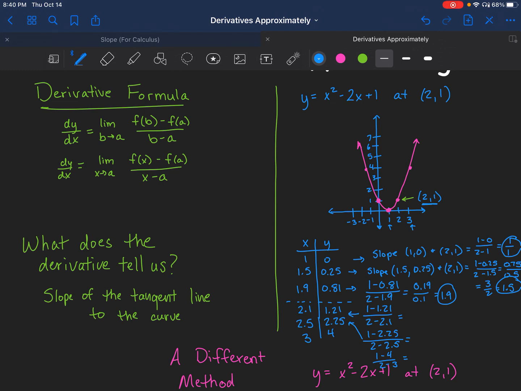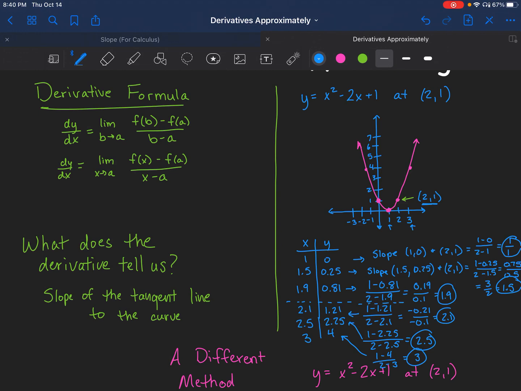All right, so 1 minus 1.21 gives me negative 0.21. 2 minus 2.1 gives me negative 0.1. If I divide those, negative 0.21 divided by negative 0.1 gives me positive 2.1. So there's that slope. Let me go ahead and again check these others just to be on the safe side. I'll just skip to it. 1 minus 4 over 2 minus 3 gives me a positive 3 as my slope. And 1 minus 2.25 divided by 2 minus 2.5 gives me a slope of 5 over 2, which is 2.5.